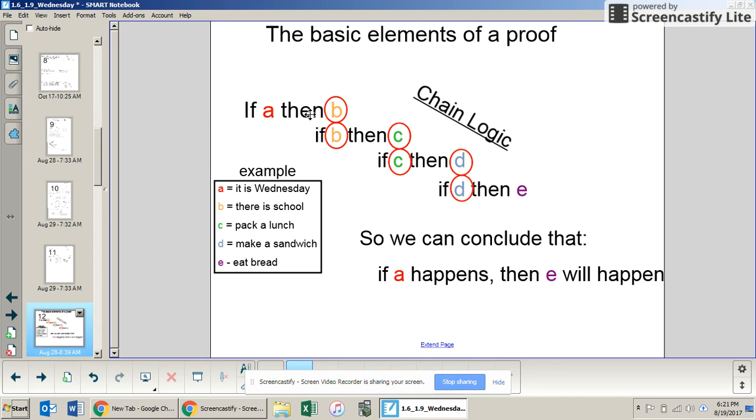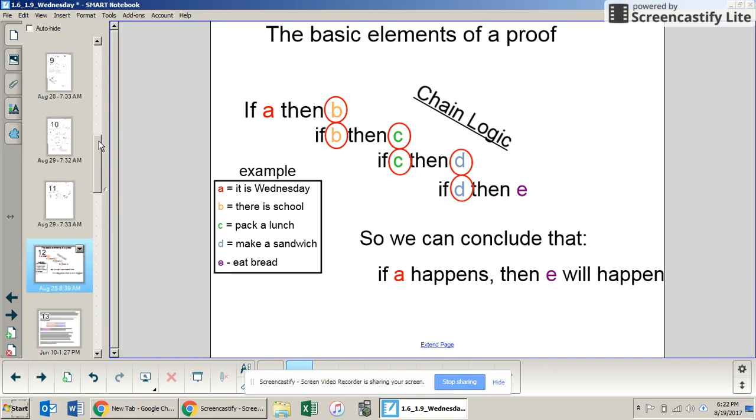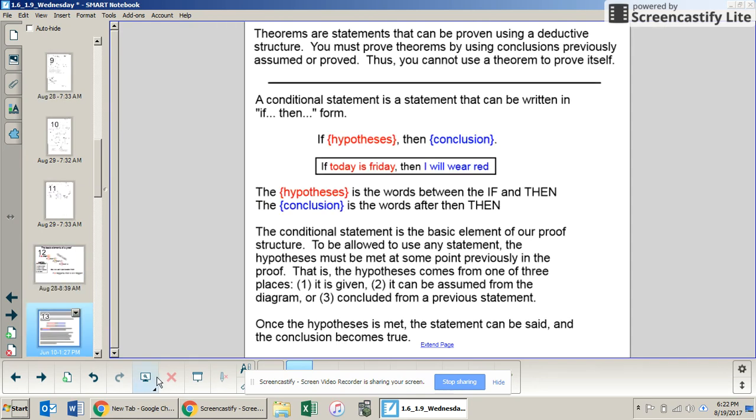So once you have this chain of logic, if you have the hypothesis of the first statement, you can then conclude the concluding statement of the last. Therefore, if it is Wednesday, I'm going to eat bread. Now, I don't know if you're going to eat bread on every Wednesday, so there might not be a perfect chain of logic here, but there is when we do geometric proofs. So let's just jump right in. Okay.